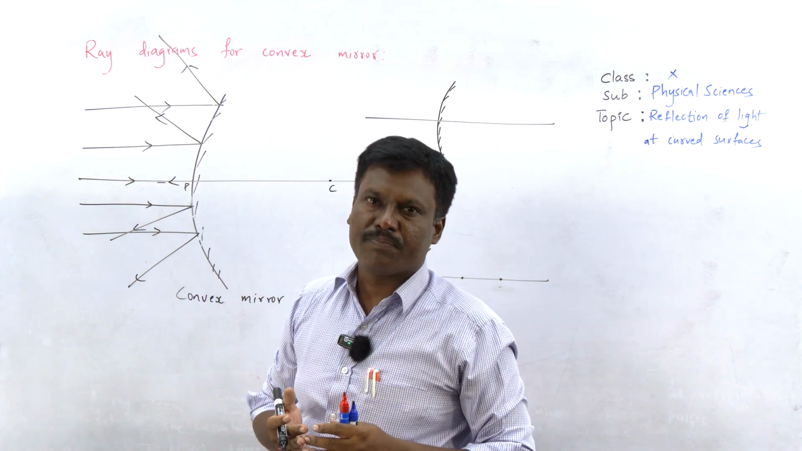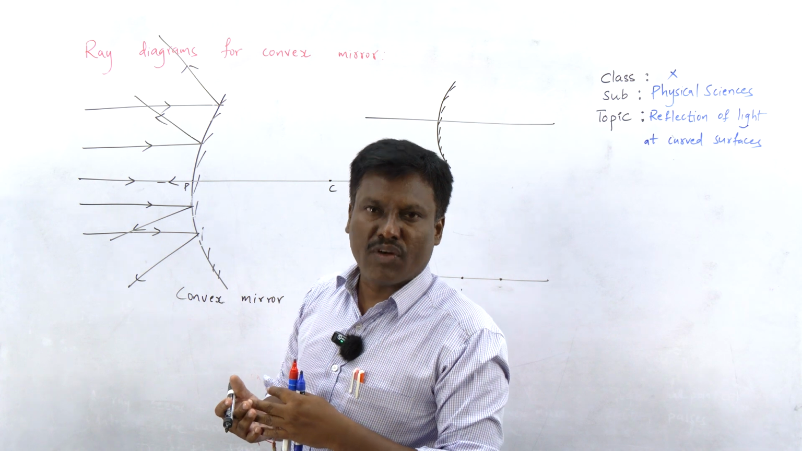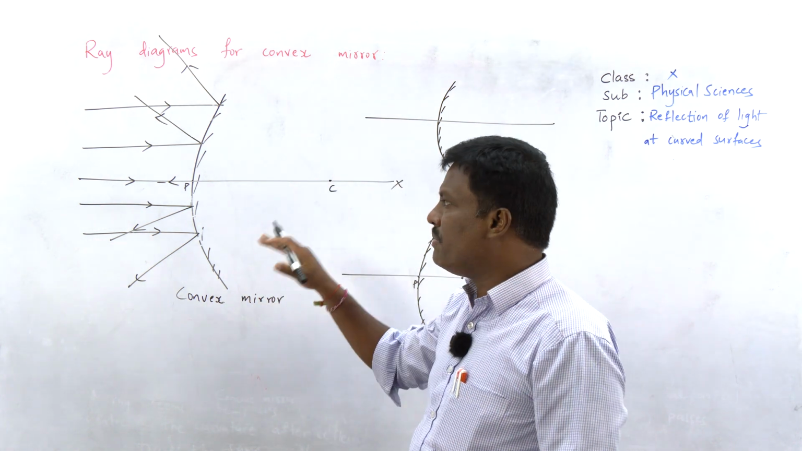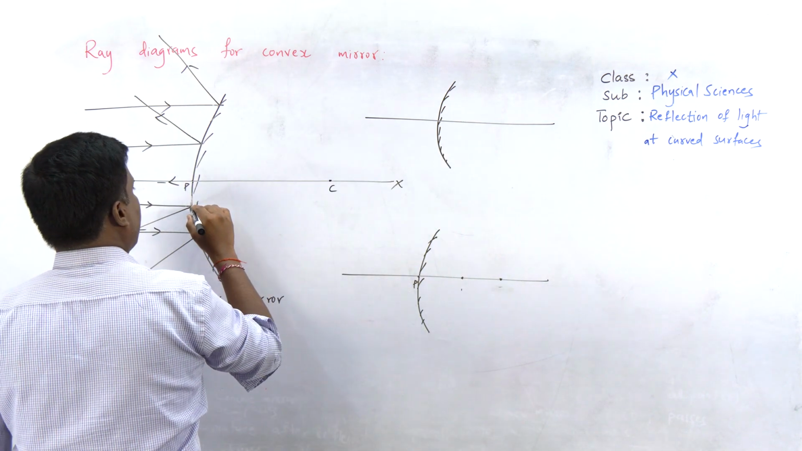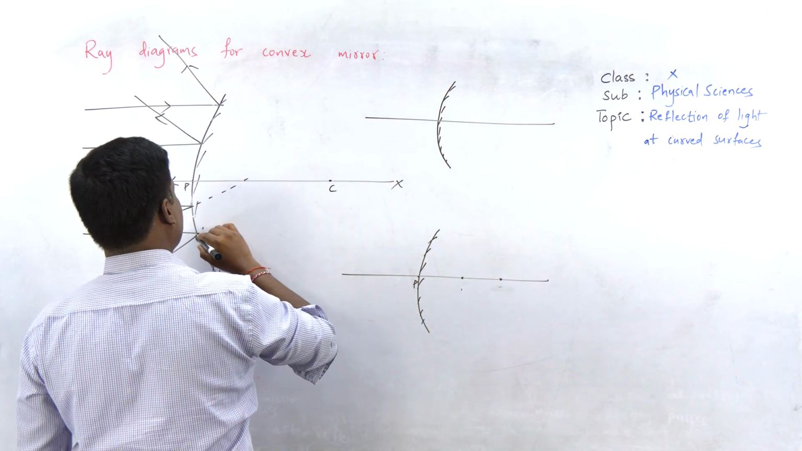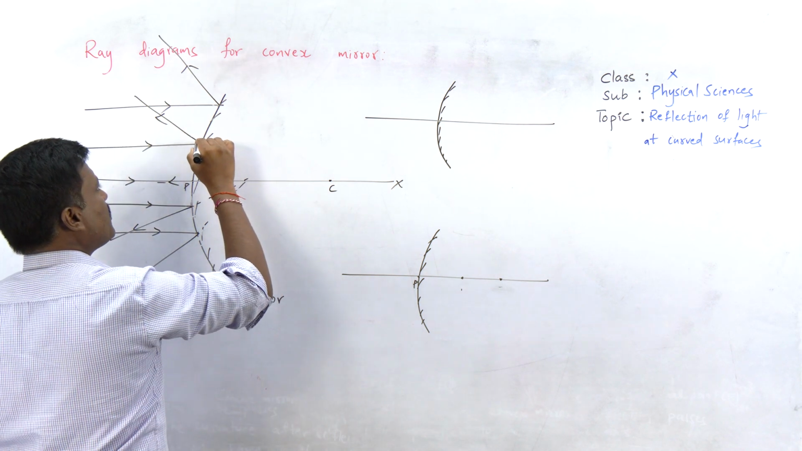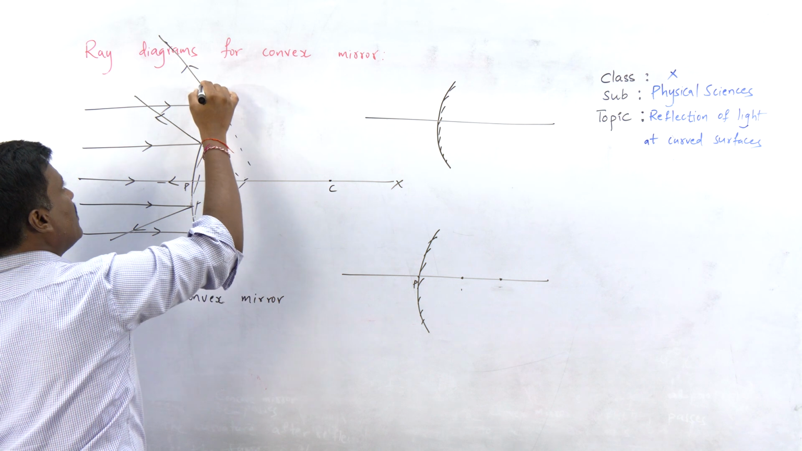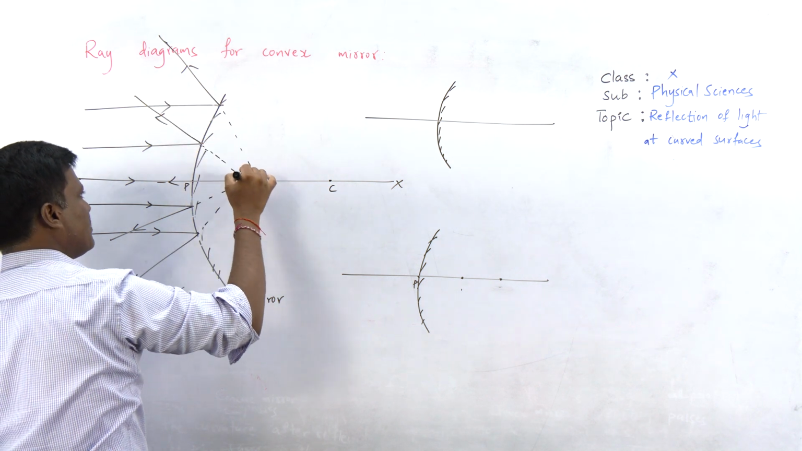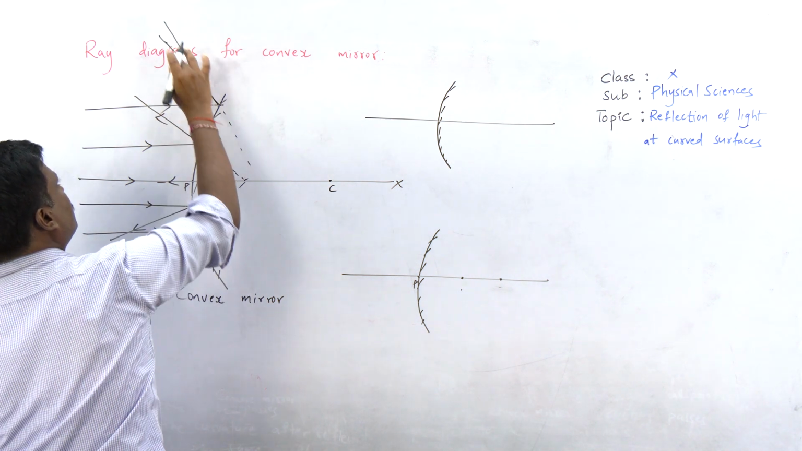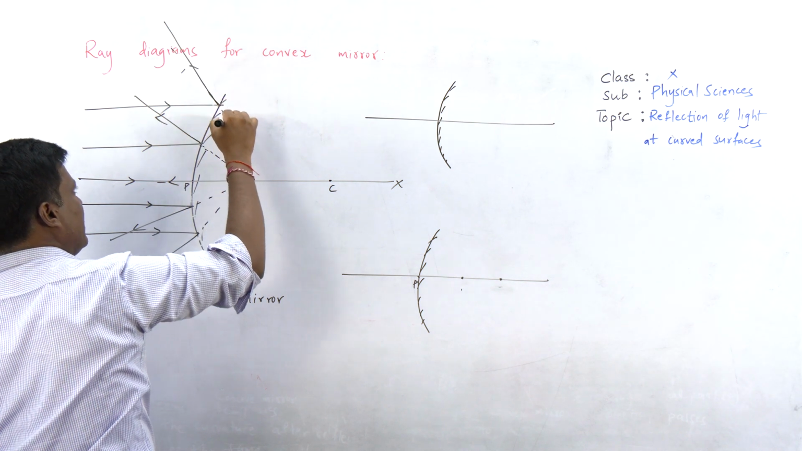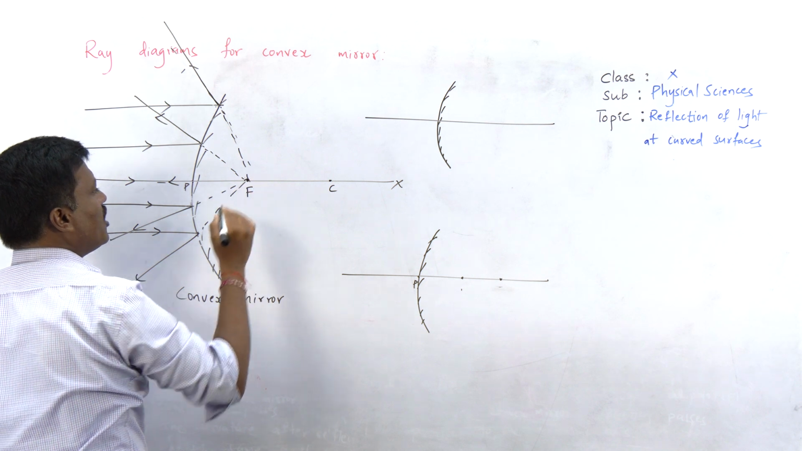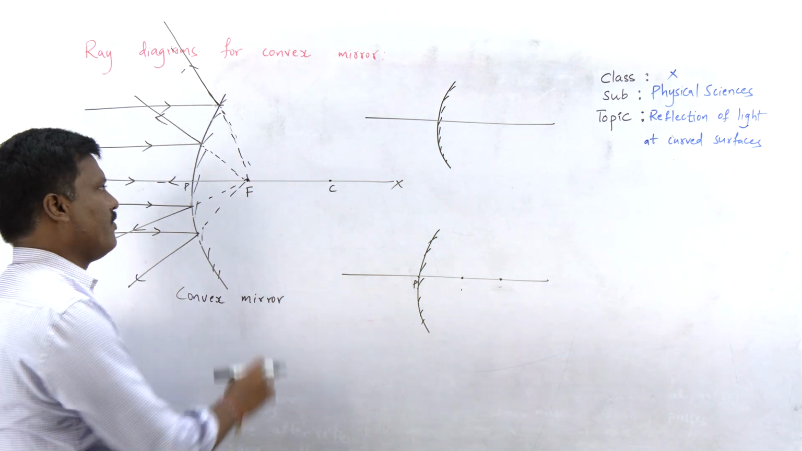Then how do we get the image? For understanding the formation of image, we have to extend these rays backwards, that means behind the mirror. So when you extend these reflected rays behind the mirror this way, I am just extending this, then all the light rays meet at one point. This is called the principal focus or focal point.